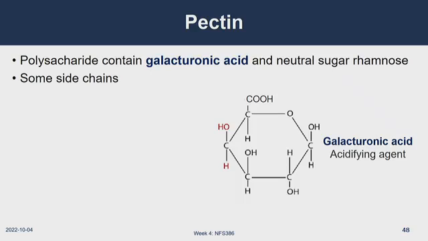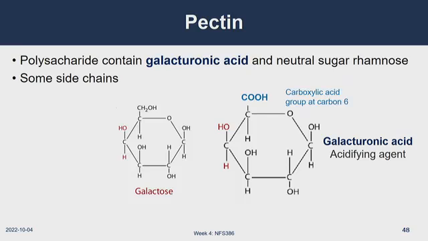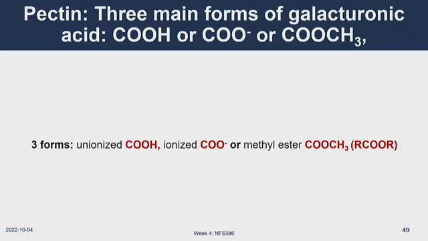The galacturonic acid, as you can see here, has exactly the same form as galactose. Galactose, if you remember, is the sugar present in milk. The main difference, as you can see, I put in blue. You don't have it in your slide. It's the presence of a carboxylic acid group at carbon 6. So this is the main difference between galactose and galacturonic acid in pectin.